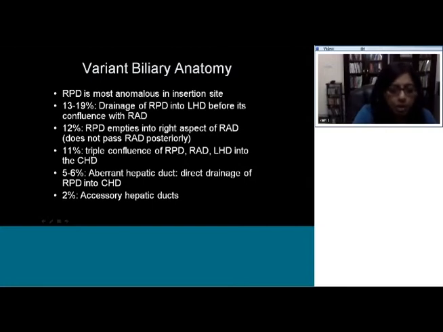And in a minority, you can have an aberrant hepatic duct with direct drainage of the posterior segment of the right hepatic duct into the common hepatic duct. In 2%, you can have accessory ducts. Now, all this is very important in the case of liver transplant, where the donor is going to be donating the right lobe of the liver. It's important for the surgeons for their planning prior to transplantation to see how the biliary anastomosis is going to work, the number of anastomoses they need to make, and the caliber of the ducts that have to be anastomosed.